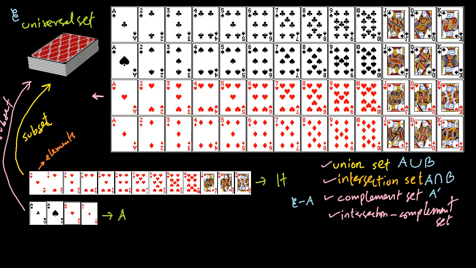Then we have intersection complement, that means A intersection B prime, which means from the set A you subtract whatever the elements of set B. It can also be B intersection A prime, that means from the set B remove anything from set A. So that's how it works.